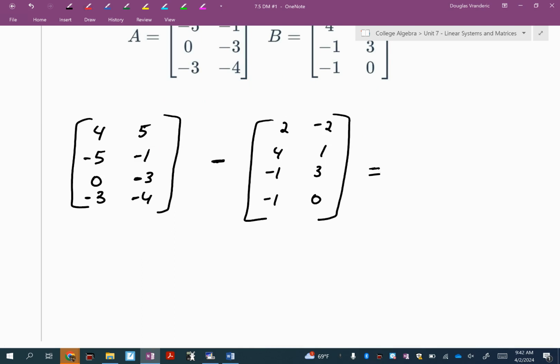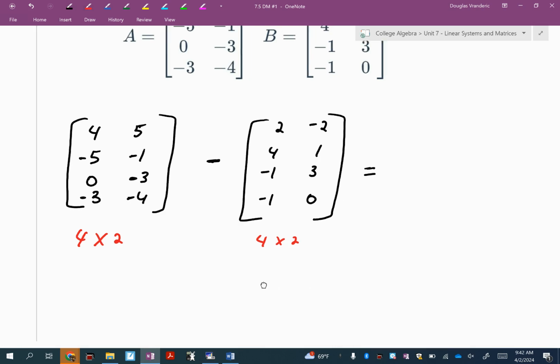Okay. Are you ready for the dimensions? What are the dimensions of matrix A? 4 by 2 is right. 4 rows by 2 columns. Let's do matrix B. Is that also 4 by 2? It is. Are they the same? Yeah. If they are the same, can I subtract them? Yes, you can. So I'm going to write down over here.